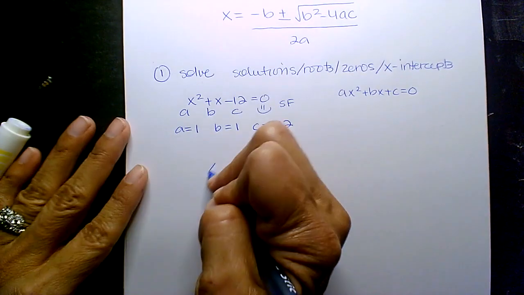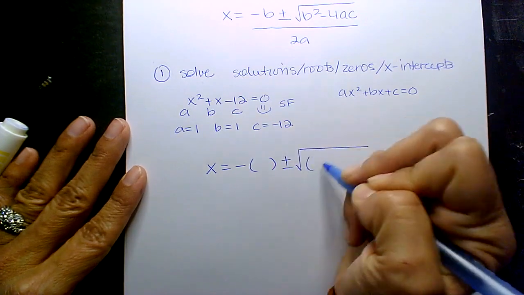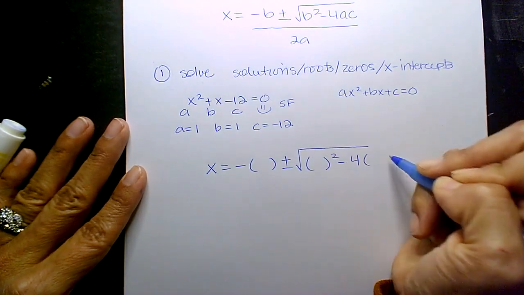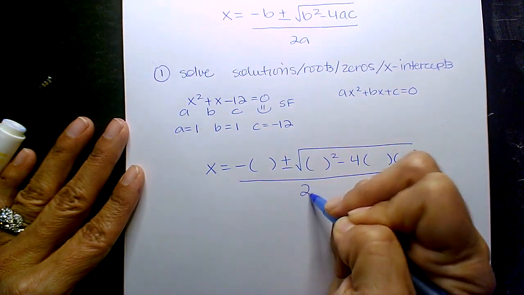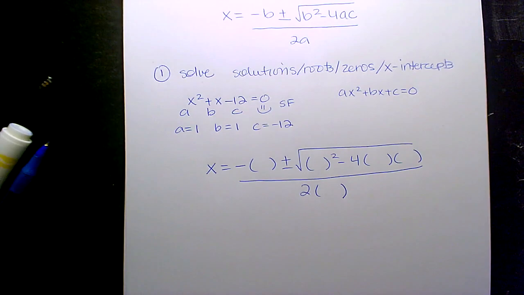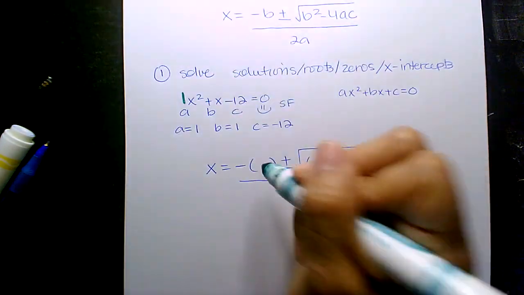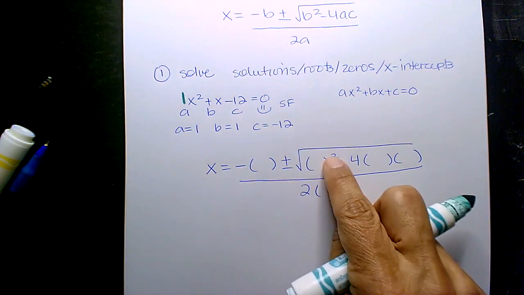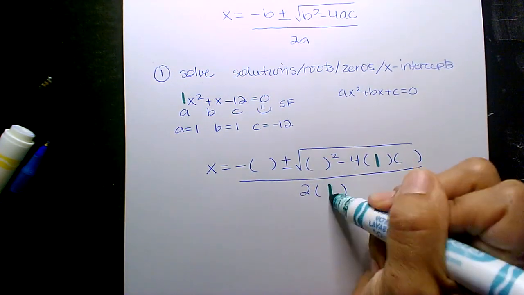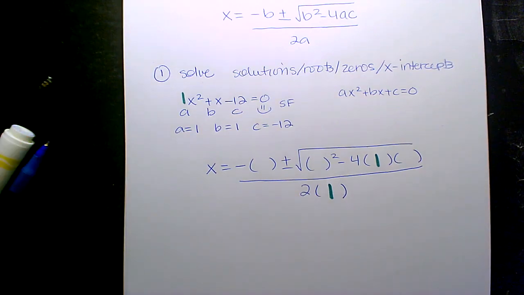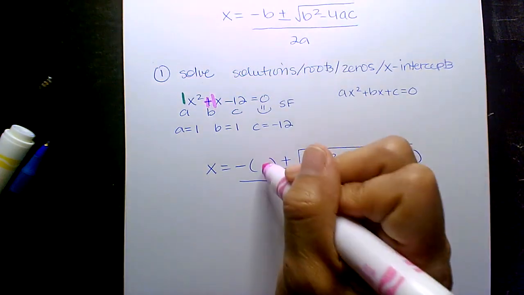Okay, so if I set up the quadratic formula, and I put parentheses as placeholders, and now I'm just going to substitute. So if a is 1 here, right? Minus b squared minus 4ac over 2a, right? Let's get another color.